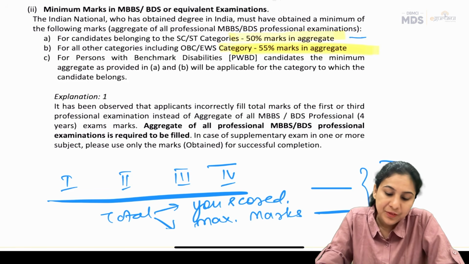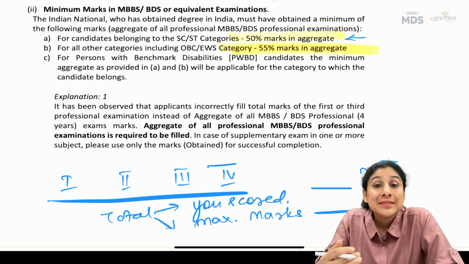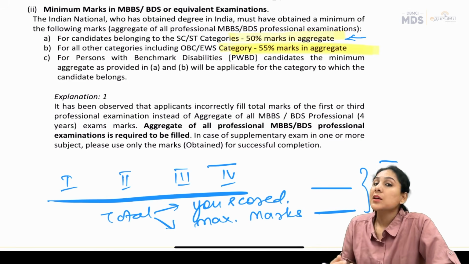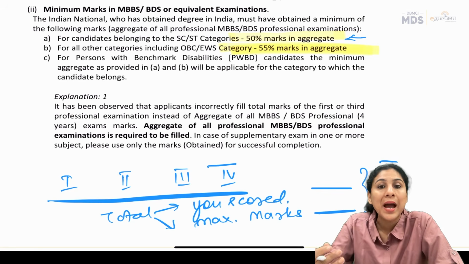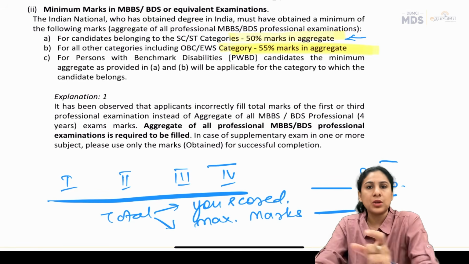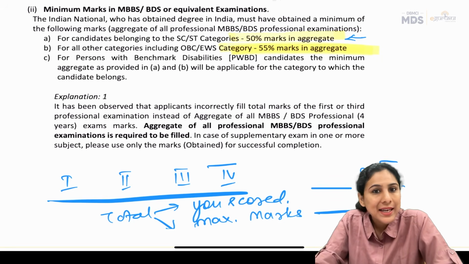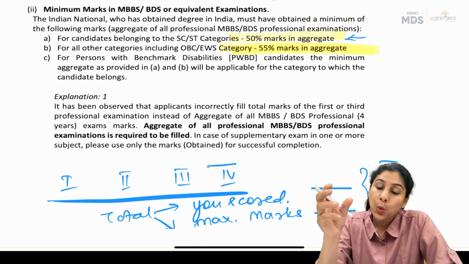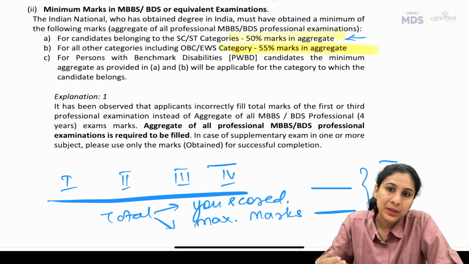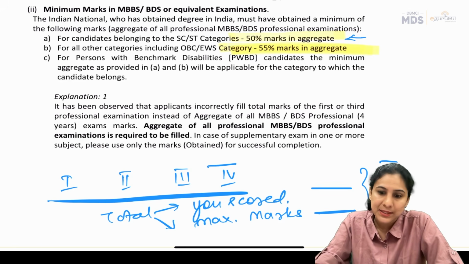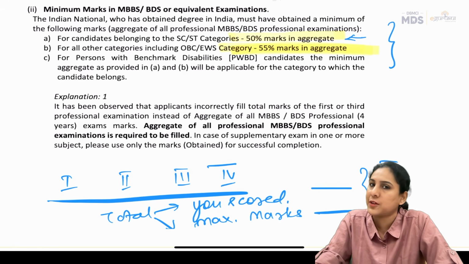SC/ST candidate, 50% is also okay. This does not mean that anybody who has a supplementary or who has a back is not eligible. No, everybody who has a supplementary also is eligible. You have to take the supplementary marks. Whenever you pass the exam, whether in first, second, third or final year, whatever score you got, that you have to calculate. So even the supplementary students are eligible to take the INI-CET. Only their aggregate should be more than 55%.